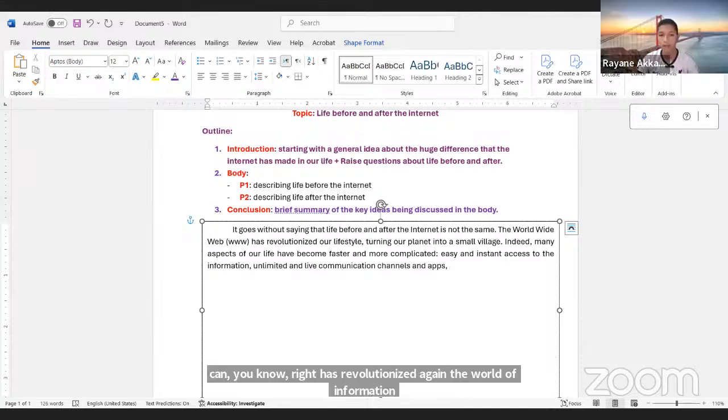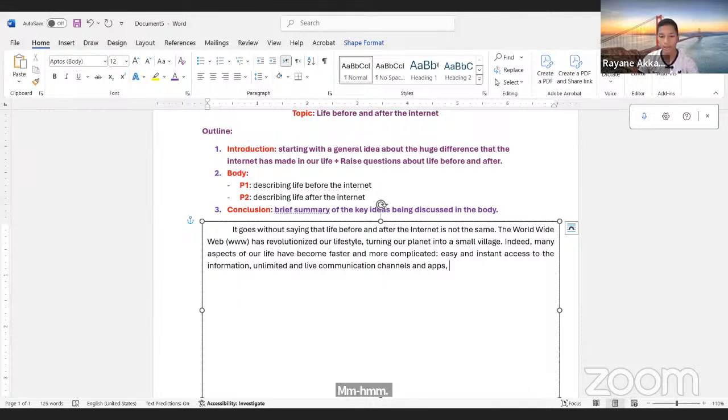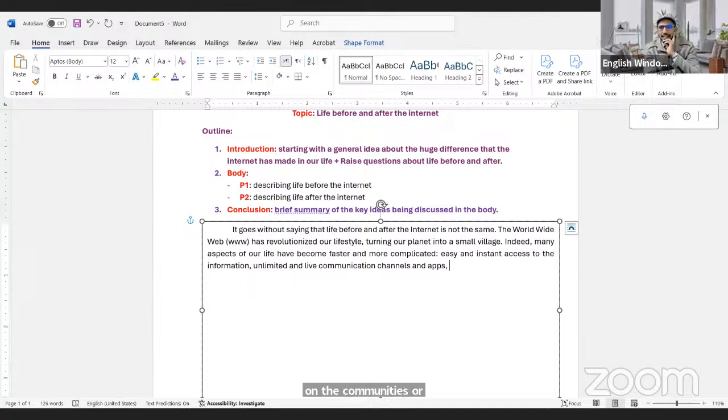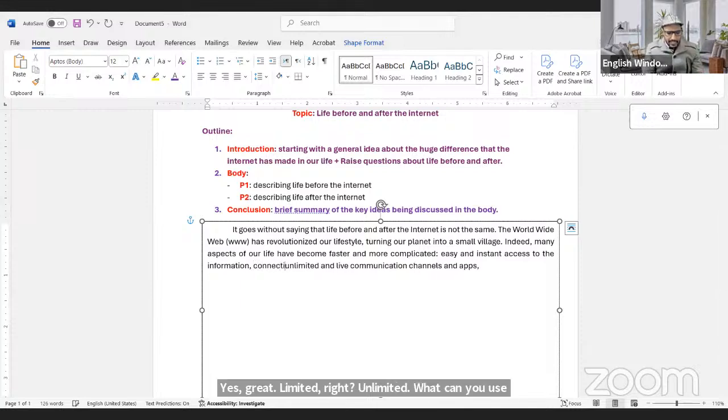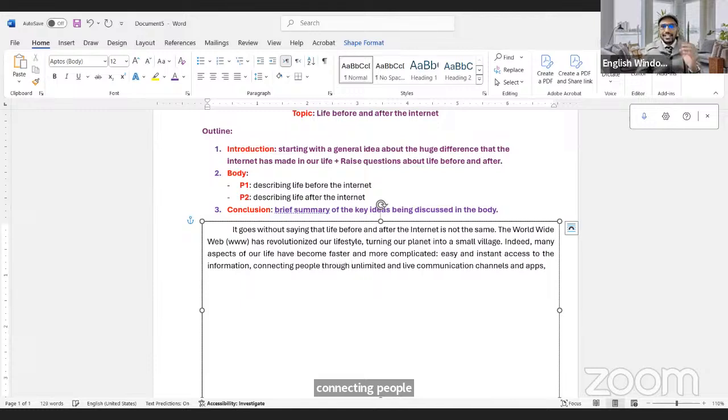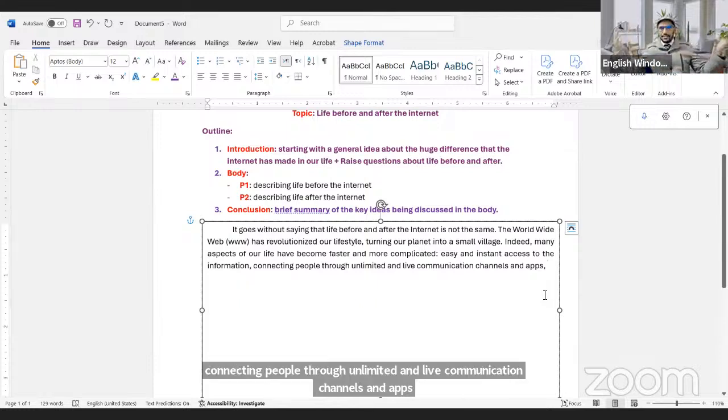And talking with other people in the communities. Limited, right, through unlimited. We can use here, guys, connecting people. Let's say here, connecting people through unlimited and live communication channels and apps.